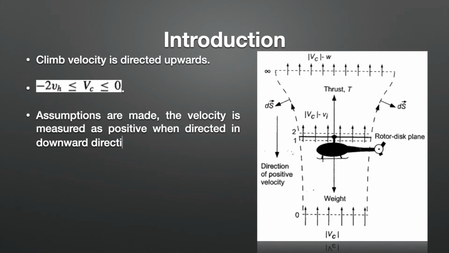The velocity is measured as positive when directed in the downward direction, and the climb velocity is greater than twice the hovering velocity. This assumption ensures that a well-defined slipstream will always exist above the rotor and encompassing the rotor disc. Far upstream of the rotor, that is at the bottom 0, the magnitude of velocity is the descent velocity, which is equal to the climb velocity Vc.